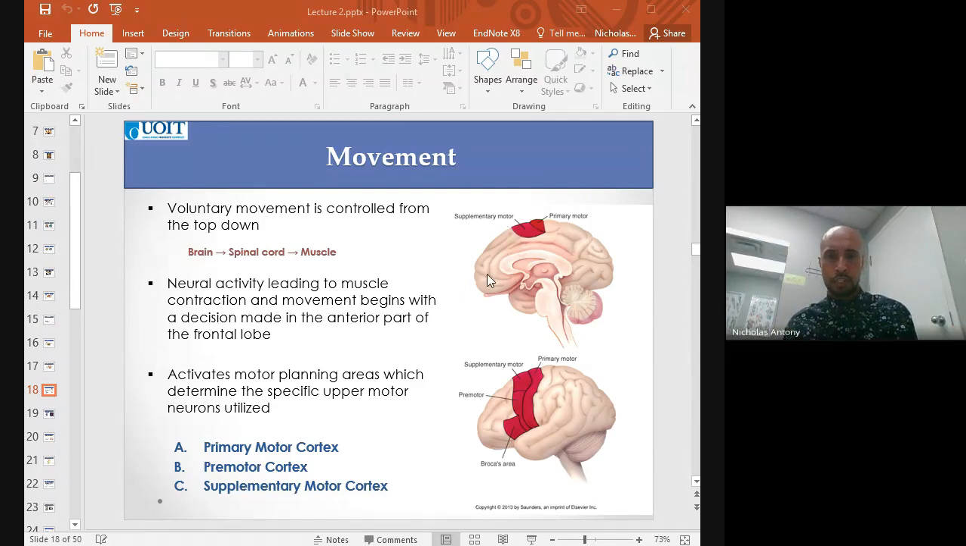Can you guys see the cursor on the screen? That way it's like what I'm pointing at.